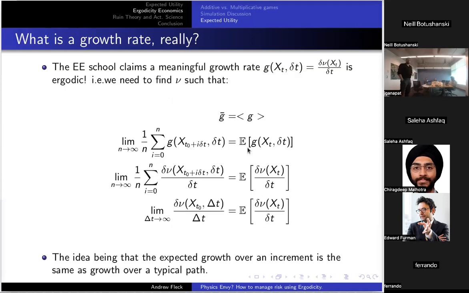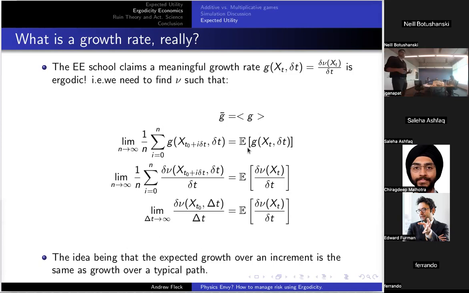And they say, well, what we can do is look at a growth rate. So we can look at the change of some quantity. We'll look at our delta, and we'll call it nu now instead of utility. We'll say delta nu of x over some time increment is a growth rate at some point in time. And what they say is that a meaningful growth rate is one that's ergodic. The idea being that if we look at a typical path as it goes, or if we look at an ensemble, we'll get something that is still informative. So this is a good notion of a growth rate, they say.